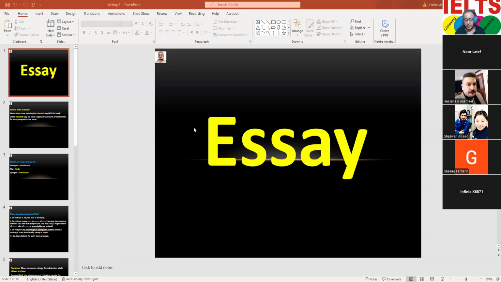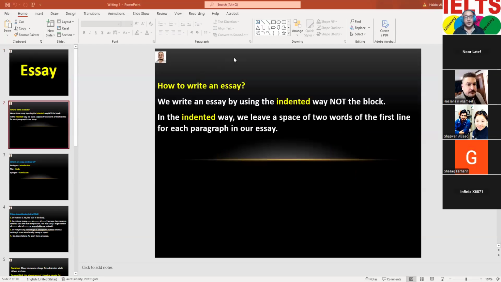Essay. How to write the essay of the IELTS. We are talking about the essay of the IELTS precisely. We write an essay by using the indented way, not the block. This is about the outside shape of the essay, not about the content. Here, it is also a skill.